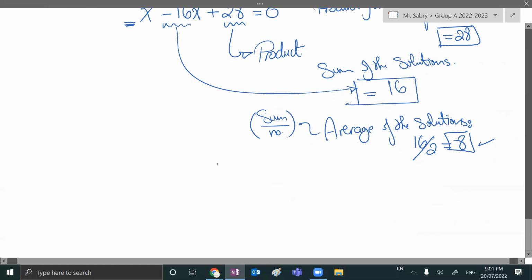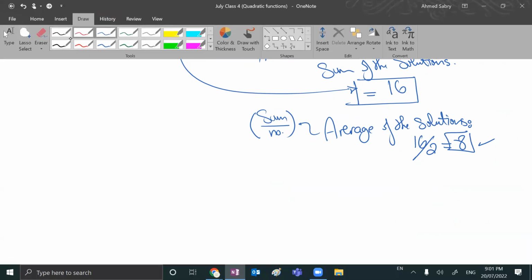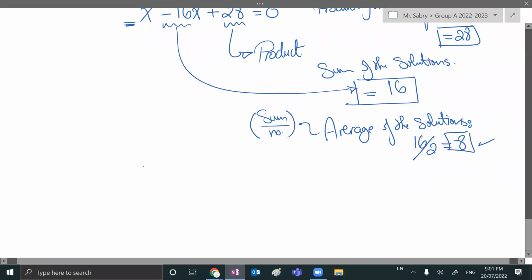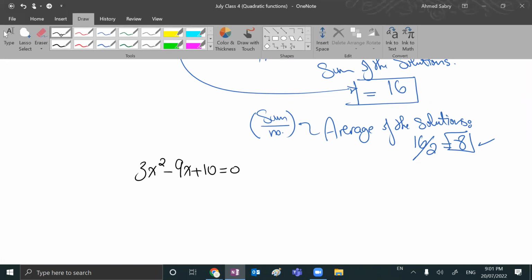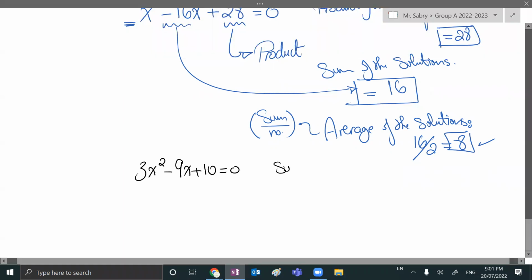So what if I have the a equal to a number? For example, in a question, it came once as 3x squared minus 9x plus 10 equals 0. And they're asking for the sum of the solutions. Okay? How do I find that?